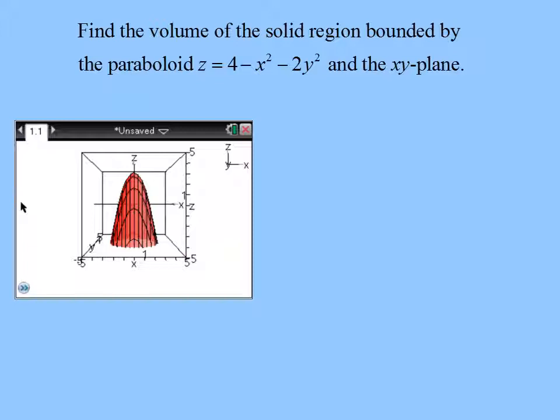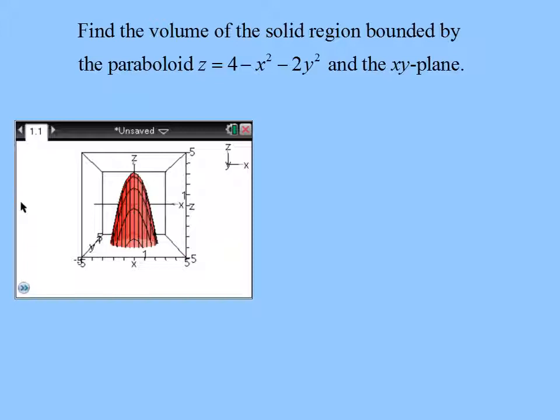So in this one, we're trying to find the volume of the three-dimensional solid bounded by this paraboloid, which I've drawn using my TI-Inspire calculator, and the XY plane, which would be down here on the bottom. So the one that's bounded by that would be the solid dome-looking shape that we see there.